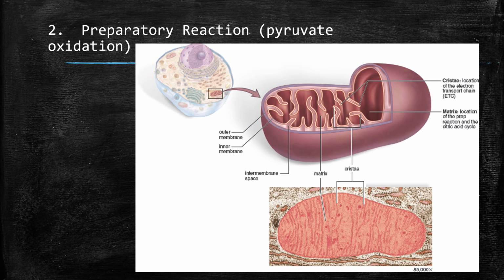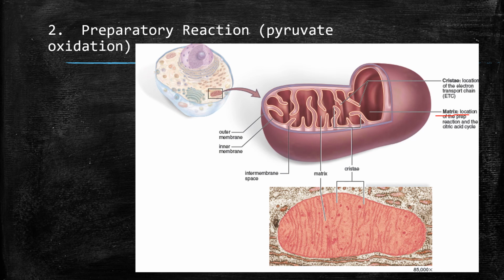If you'll look at it with me for just a moment, we said before that we have 2 membranes. The inner membrane has lots of infolding, and we call that the cristae, and then the very inside is the matrix. And the matrix, right here, is the location of this preparatory reaction.